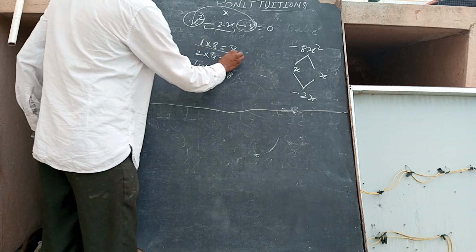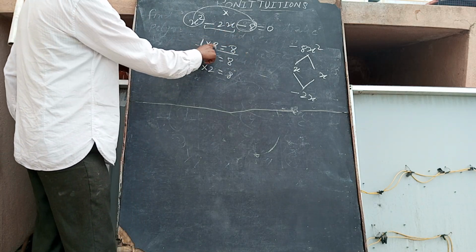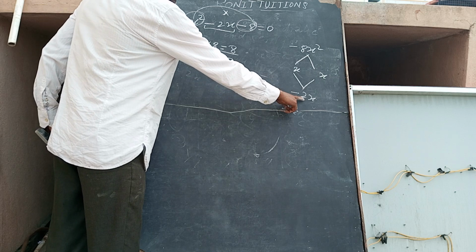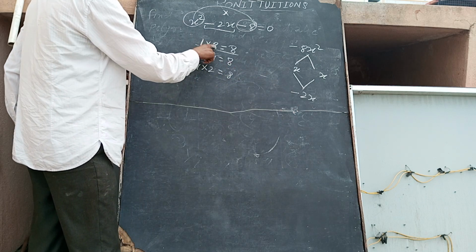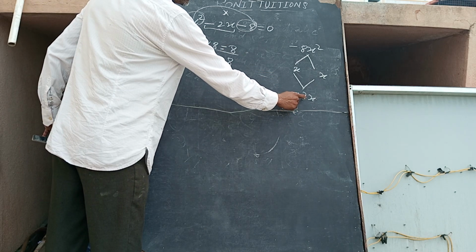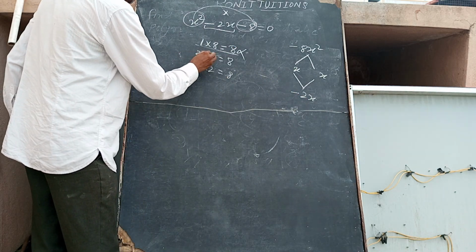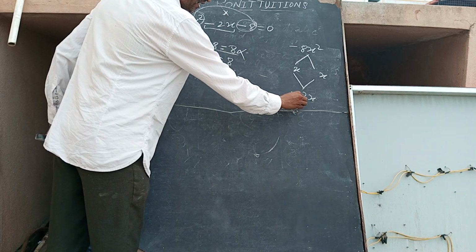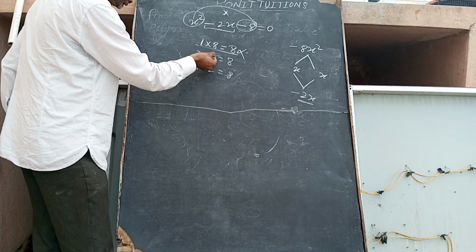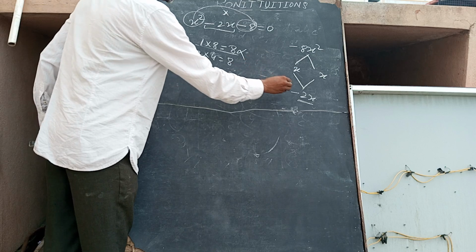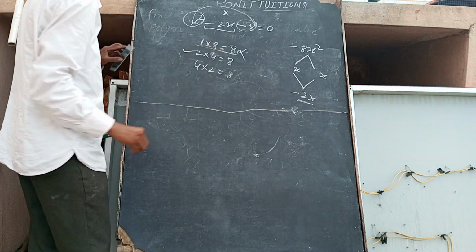So 1 into 8 gives 8. Suppose we add 8 plus 1, it is 9. But we want here only 2. 8 minus 1 is 7. So here we want minus 2. Again taking 2 plus 4, 6, we want. But here it is written minus 2. 4 minus 2, we get the 2 only. So this number can be correct.